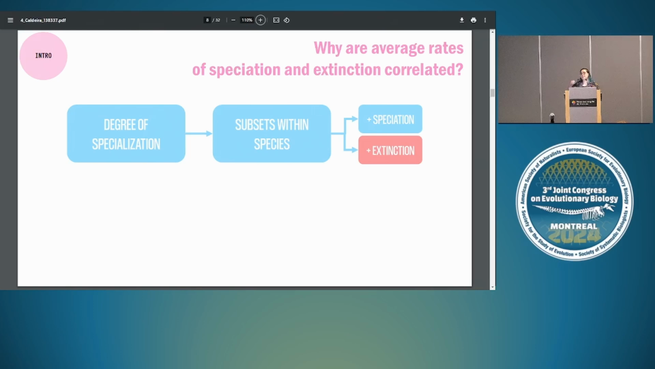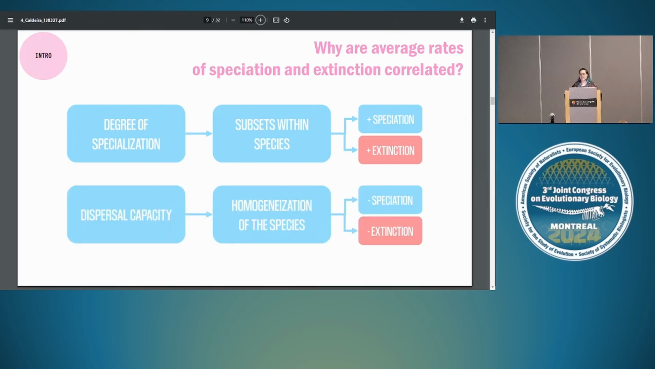That can favor speciation when the subset isolates the gene pool within the population. But it also favors extinction when the species speciates into other two. Then we have two new species with smaller populations, which favors extinction.